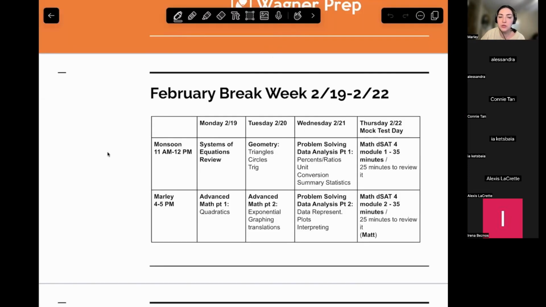Basically, this is our schedule, just so you guys know. I know you guys have probably all seen this in an email, but just to refresh, we're going to be doing advanced math today, tomorrow, and then problem solving on Wednesday. And then on the last day, on Thursday, you guys will be taking mock versions of the paper test and then reviewing it in class.